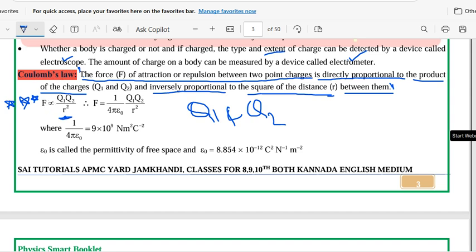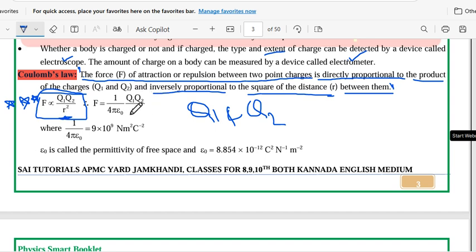By seeing the mathematical expression, you can derive the statement, right? You can easily say the definition or the statement of Coulomb's law. See, the force of attraction or repulsion between the two point charges, that is Q1 and Q2, is directly proportional to the product of the charges Q1 and Q2 and inversely proportional to the square of the distance r between them. This is called Coulomb's law.